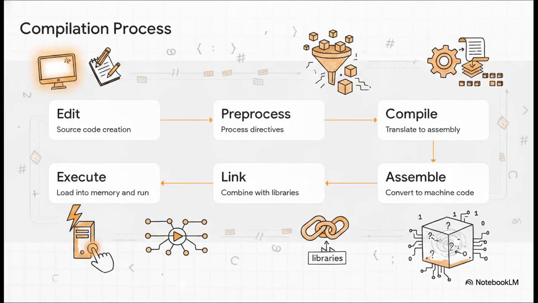So how does the code you type actually become a running program? Let's unpack that black box, because it's actually a 6-stage pipeline. First, you edit your source code. Then the preprocessor steps in to handle directives. Next, the compiler translates your code into assembly language, and the assembler turns that into raw binary machine code. After that, the linker connects it with any necessary outside libraries, and finally, the loader executes it. It's a highly precise, multi-step journey.